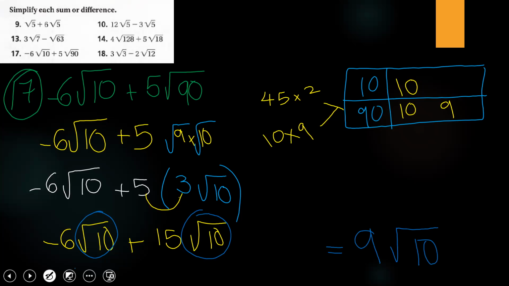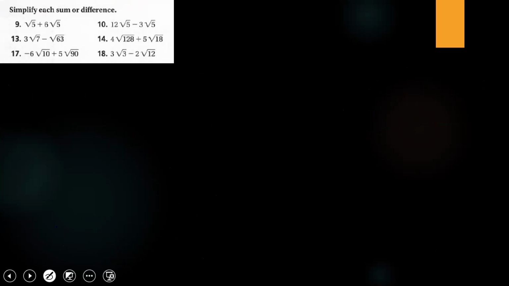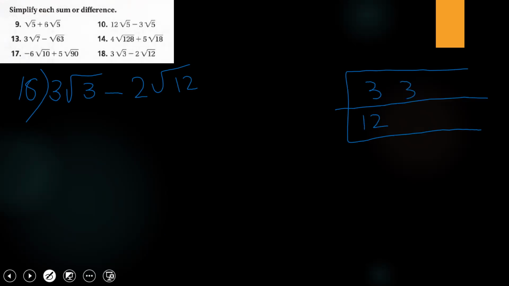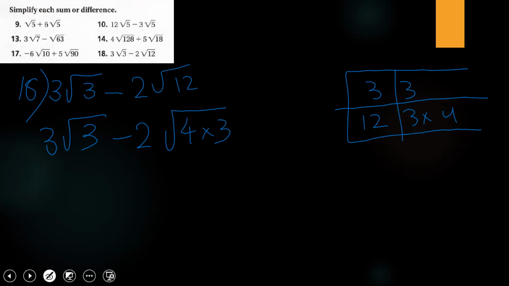Now here I have only 1 minute, so I will do number 18. We have 3 square root of 3 minus 2 square root of 12. I will make the table here for 3 and 12. 3 and 4. Then we have 3 square root of 3 minus 2, but instead of writing square root of 12, I have to write 4 and 3. Then let's have 3 square root of 3 minus 2.